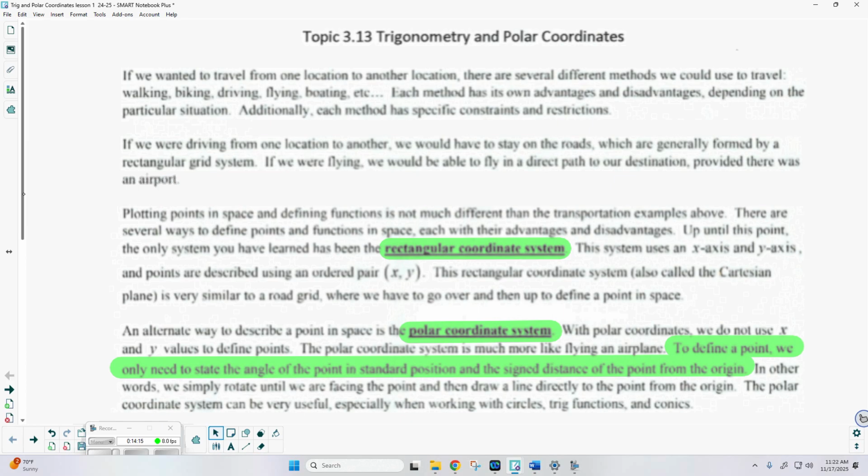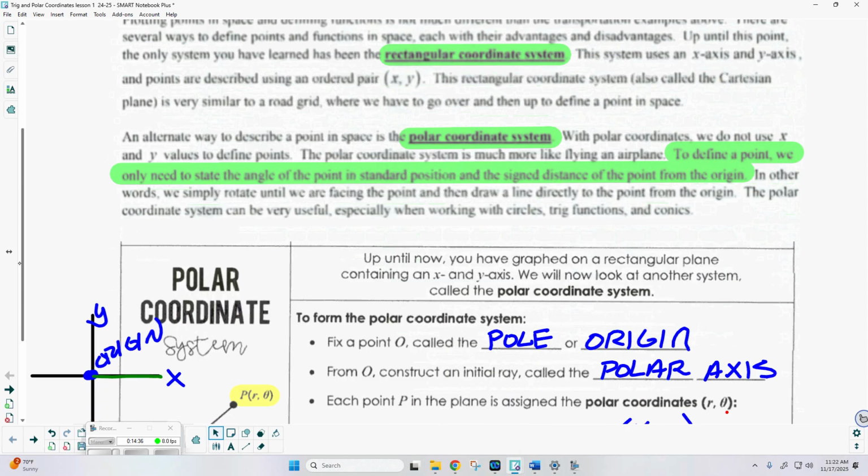Okay. Now, to define a point, we only need to state the angle of the point in standard position and the signed distance of the point from the origin. This just kind of talks about some pros and cons and some real-world uses for such grids. So I'm not going to sit there and read it to you. I would encourage you, when you have a few moments, go ahead and take a look at that. Okay. But let's start with our vocabulary.